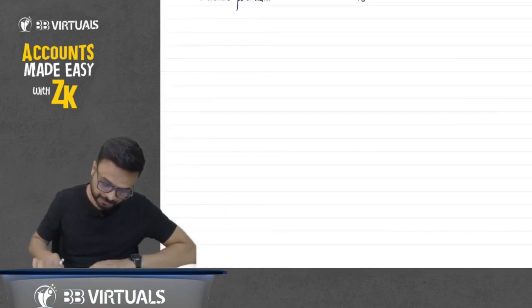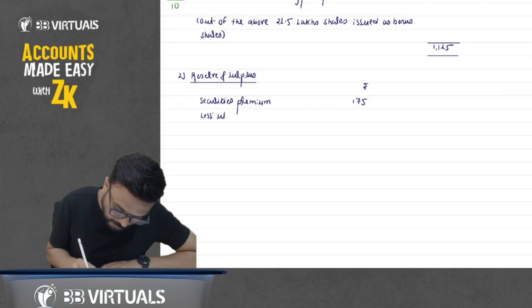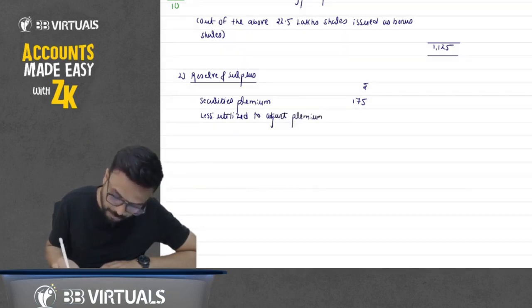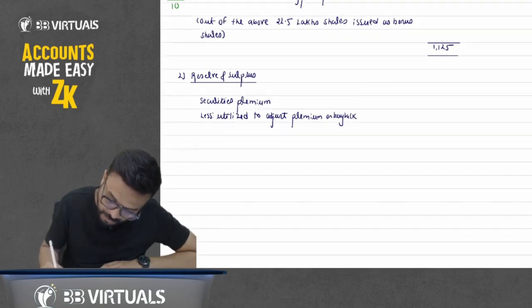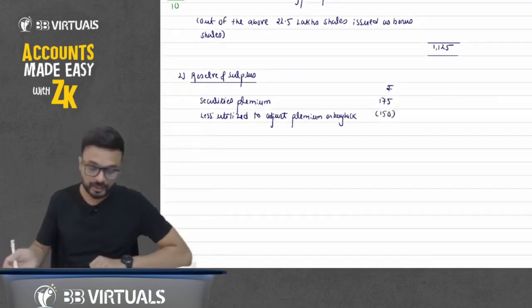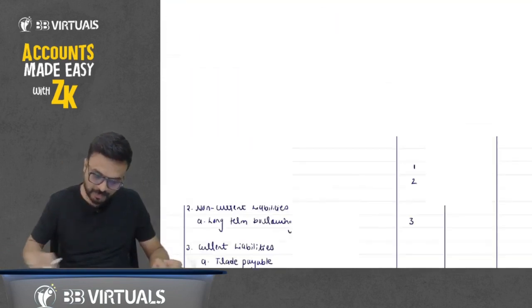So write down here: less, utilized to adjust premium on buyback. So 175 it is. Now we have utilized, how much have we utilized? 150. After this, have we utilized the securities premium account anywhere?